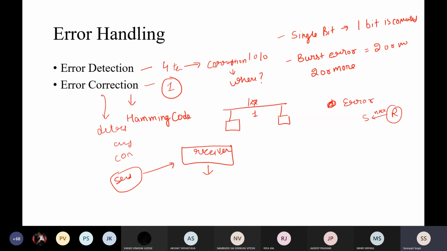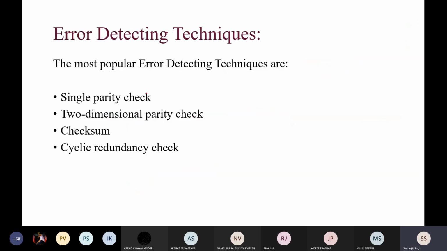So there are 4 techniques that are possible here. First is single parity check, second is two-dimensional parity check, then checksum, and then CRC. Most popular technique is your CRC. I'll discuss about it. And single parity check and two-dimensional parity check are based on the same lines.